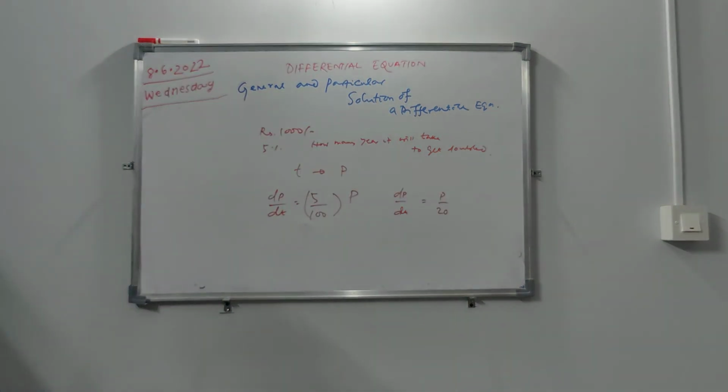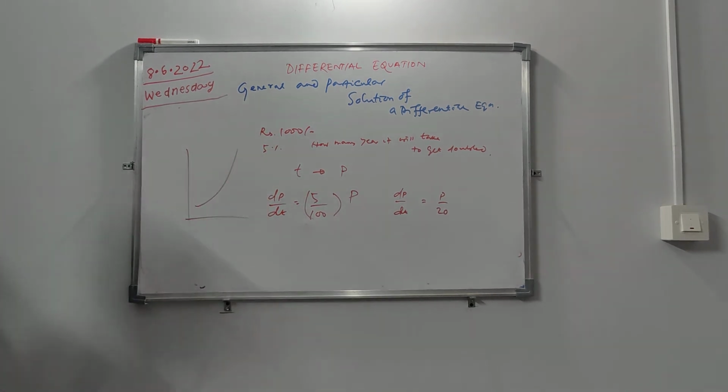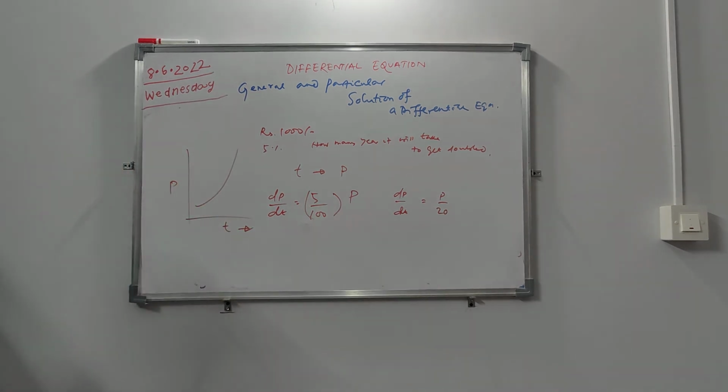P by 20. So you can think of a curve, where my time is t and my principal is P here. How my principal changes is nothing but my rate of interest. That's why it's called a rate. It's the rate with respect to principal.